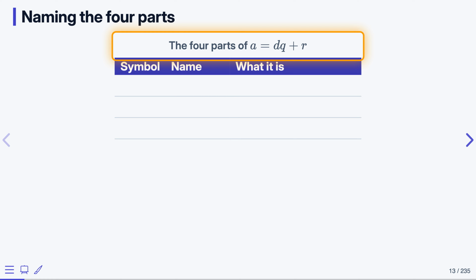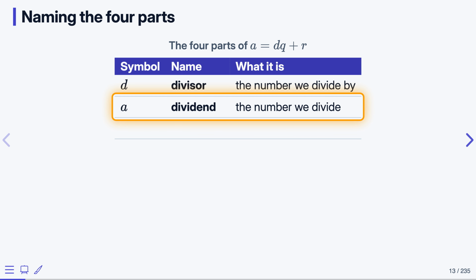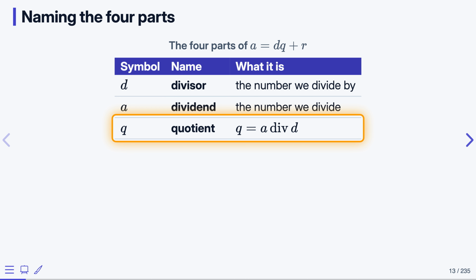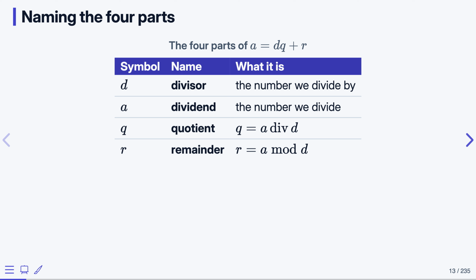Let's name the 4 parts of that equation, one at a time. d is the divisor. It is the number we divide by. a is the dividend. It is the number being divided. q is the quotient. We write it as a div d. r is the remainder. We write it as a mod d. So div gives you the whole part and mod gives you what is left over. Both are functions. You feed them 2 numbers and they hand back 1.